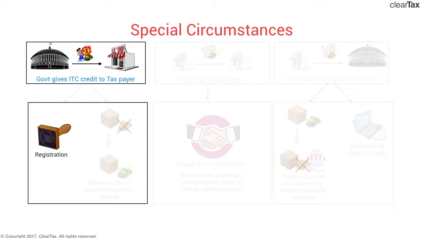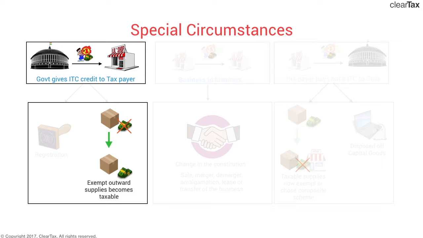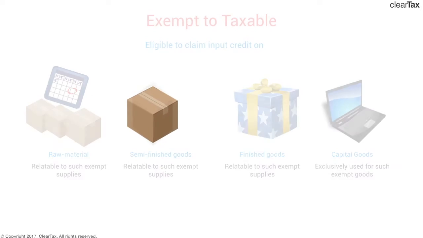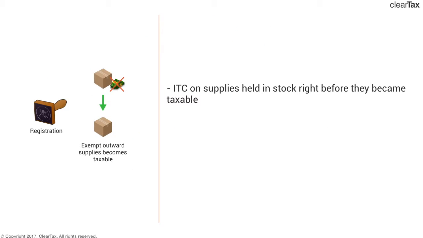The second is where earlier exempted outward supply have now become taxable. So the government would have to give credit for inputs used for taxable supplies. Such a taxpayer would be eligible to claim input tax credit on raw material, semi-finished goods and finished goods which are relatable to such exempt supplies, and capital goods which is exclusively used for such exempt goods. There's a condition: input tax credit on supplies held in stock right before they became taxable. Only on those supplies he can claim credit.